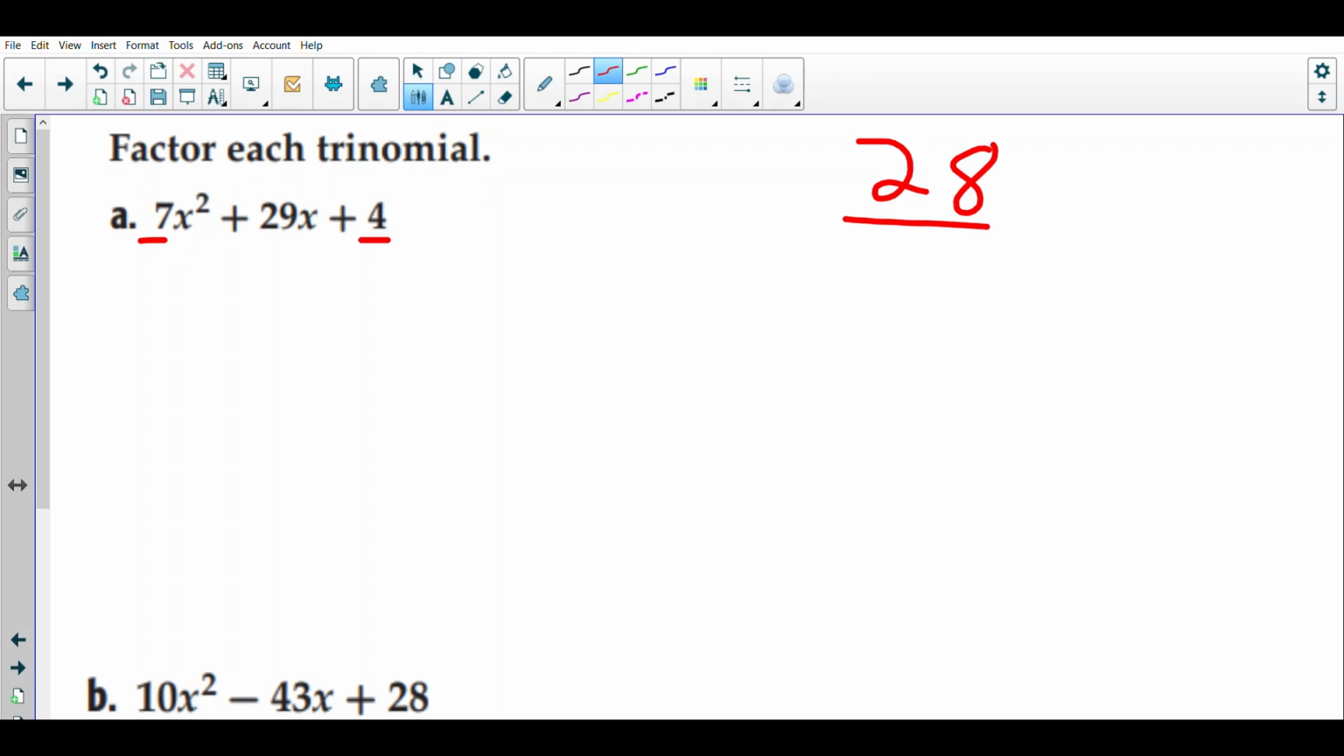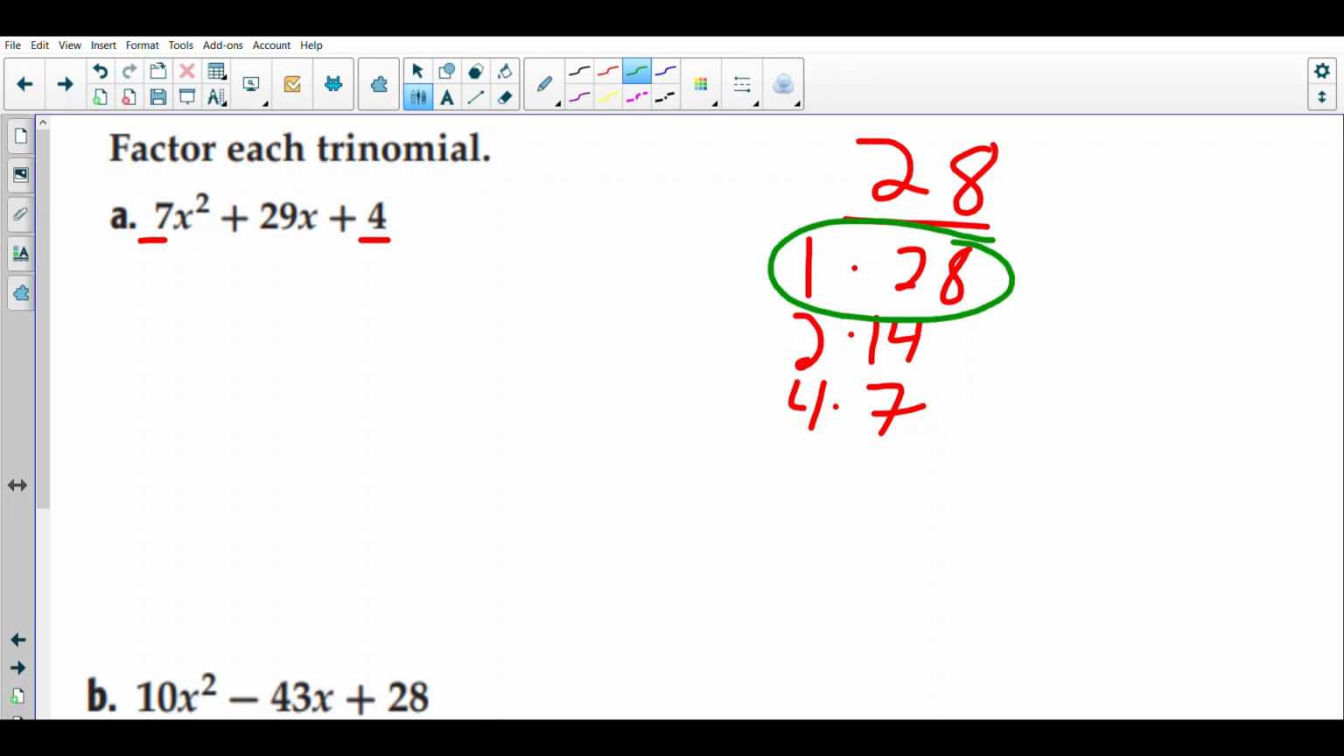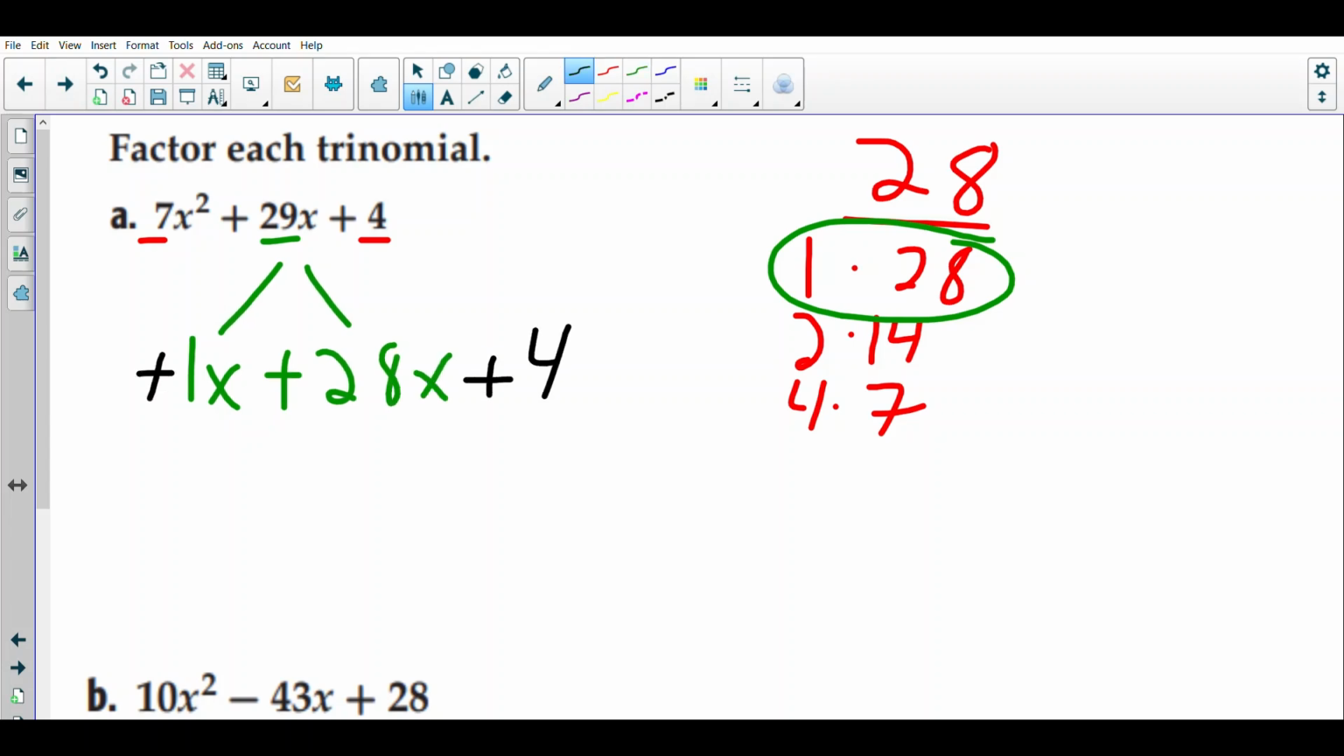So just like before, 7x squared and 4 stay the same, except the 28 is going to give us a reference point. Now I see it's positive 28, so I know both of them are going to be positive. I could have 1 times 28, 2 times 14, or 4 times 7, and the one that adds to 29 is 1 times 28. So I'm going to split that 29 into 1 and 28. So I'm going to have 1x plus 28x, and then bring the rest with, plus the 4 at the end, and 7x squared at the front.